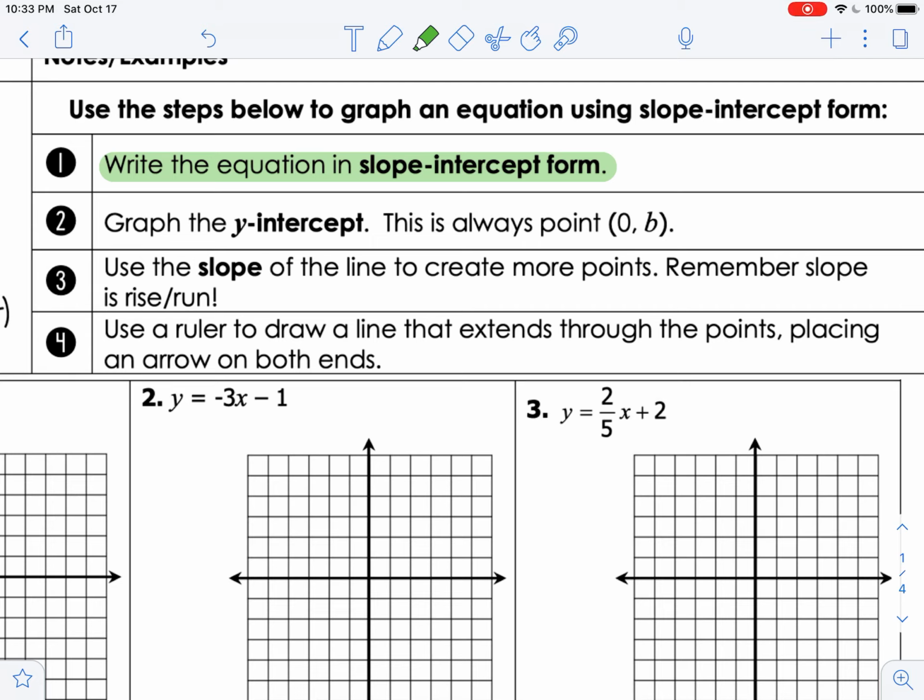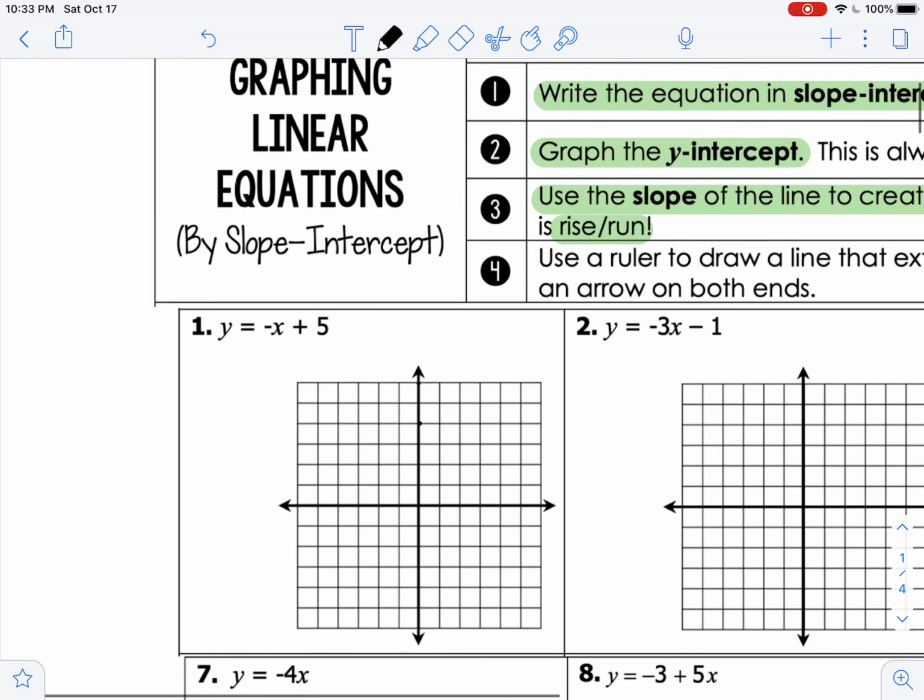The first half of this page, or the first 6 problems, are already in slope-intercept form, but the other ones are not, so you're going to have to check on that. The next thing is to graph the y-intercept, which is always written as a point, (0, b). Then you're going to use the slope of the line to create more points so that you can draw your line. Again, you're going to be thinking about using your rise and your run for this. Then it says use a ruler that extends through the points, placing arrows on both ends. So because we're using Notability on this, it's going to be super easy.